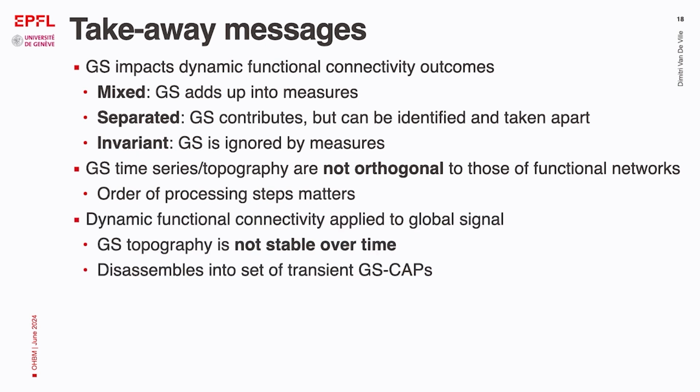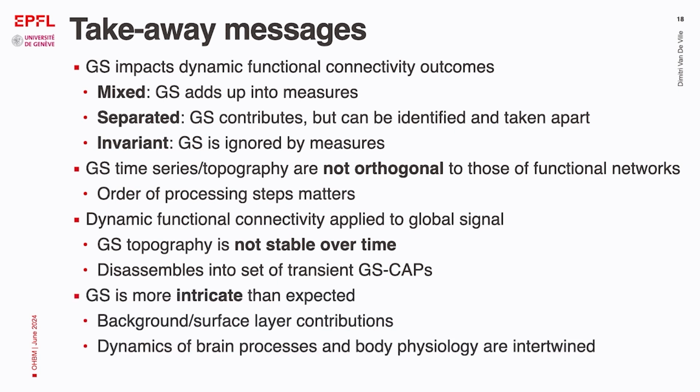Next one is that, as we have shown, we can apply dynamic functional connectivity methods to the global signal, like with the global signal-driven CAPs, and we have seen that these CAPs, global signal CAPs, are not stable over time, and nicely disassemble into a set of transient global signal CAPs. And finally, of course, the global signal turns out to be more intricate than expected. One way of thinking about it could be with the dual layer model, but essentially the brain and the body can probably not be completely separated, and everything we do will point towards this level of being intertwined.